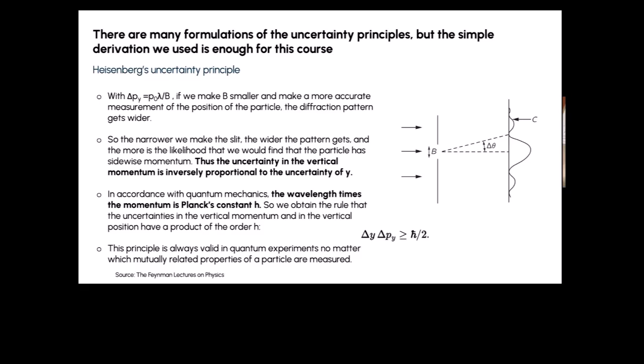And in accordance with quantum mechanics, the wavelength times momentum is the Planck constant. So we obtain the rule that the uncertainties in the vertical momentum and in the vertical position have a product of the order of the Planck constant. So if you multiply this, this is the uncertainty expressed as a product, and this is greater or equal to the Planck constant divided by 2. And so this principle is always valid in quantum experiments, no matter which mutually related properties of a particle are measured.